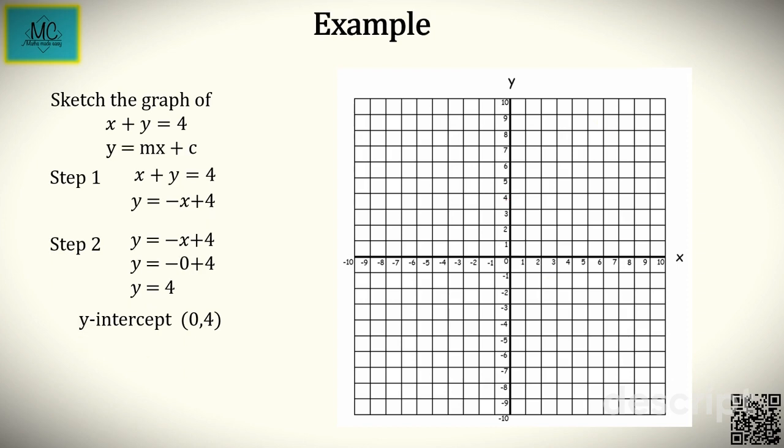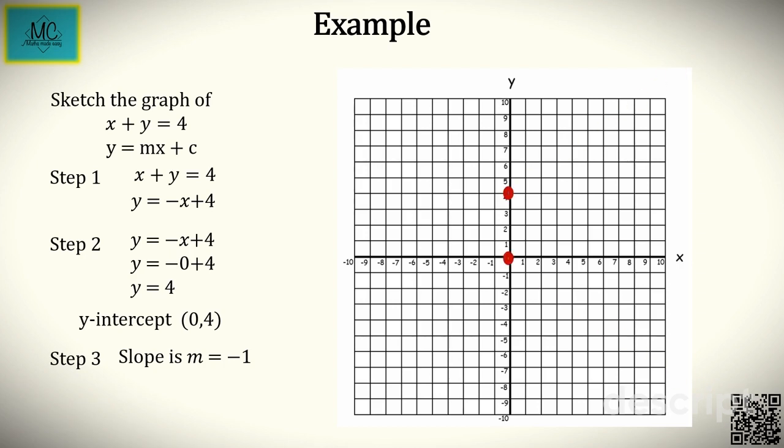Now, the third step is finding the slope. The slope of the graph is m is equal to minus 1, which means that for every unit increase in x, the corresponding value of y decreases by 1 unit, and vice versa. So the negative slope indicates that the graph is slanting downwards from left to right.